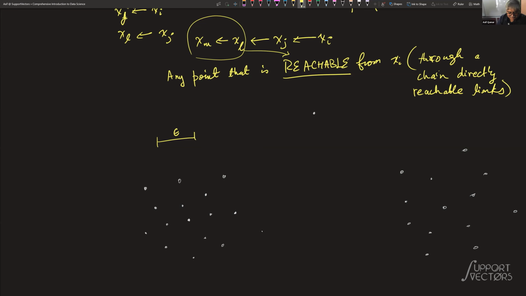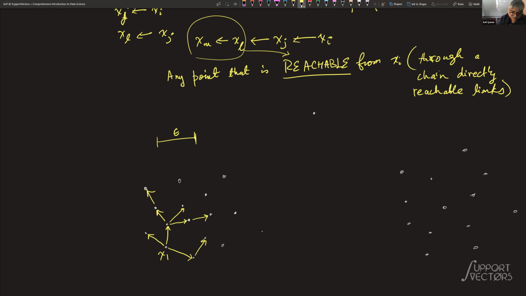Now, let us say that I happen to pick this one as a point, x1. What points are directly reachable from it? If you look at your epsilon, is this point directly reachable? Yes, this is directly reachable. This is almost, yeah, it is still within the bounds of that. Now these are directly reachable. But now from these points, what other points are reachable? This is reachable. This is reachable. This is reachable. And from this is reachable. Do you see how it grows?